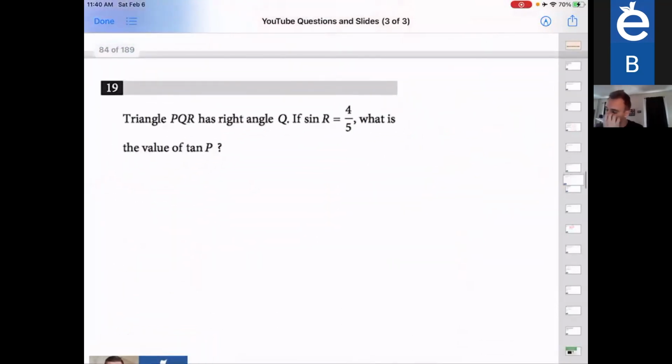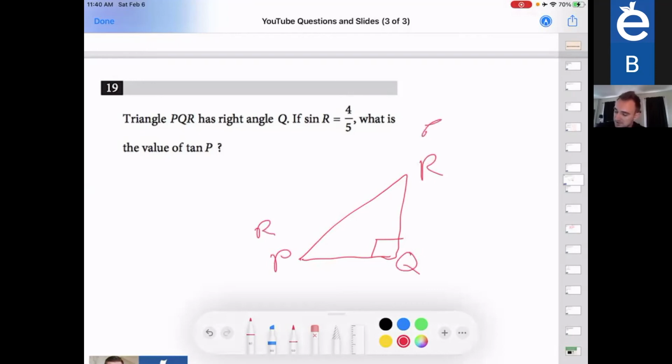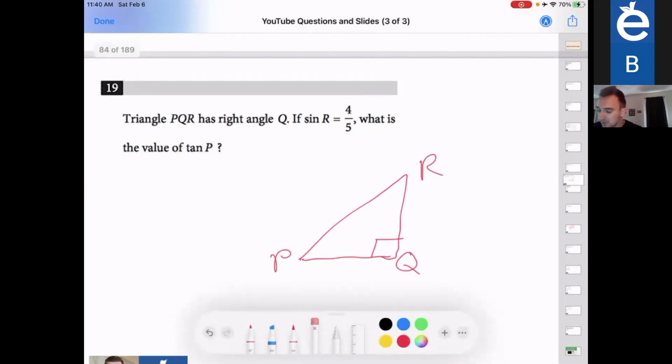Number 19, triangle PQR has right angle Q. Okay, so let me draw out my triangle. As long as I'm being consistent and calling my right angle Q, it doesn't really matter if I call this one P and this one R, or this one R and this one P. Doesn't really matter. But I'll keep it that way. Angle PQR right there.